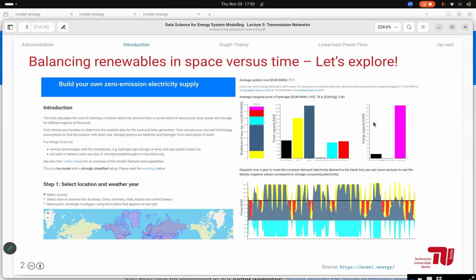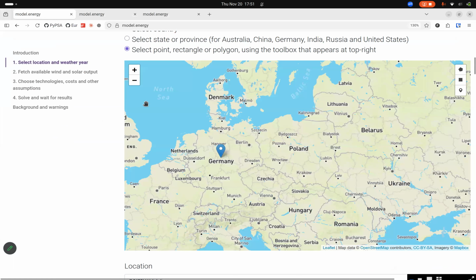You also already know this model.energy platform, a small tool to let us optimize a simplified system with only wind, solar, and a constant demand, and then some battery and hydrogen storage as balancing mechanisms. Even though the transmission networks cannot be modeled explicitly, we can also roughly approximate what the potential benefit of aggregating renewable resources over larger areas could be.